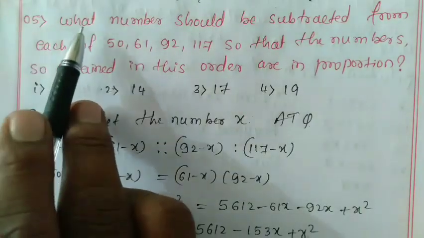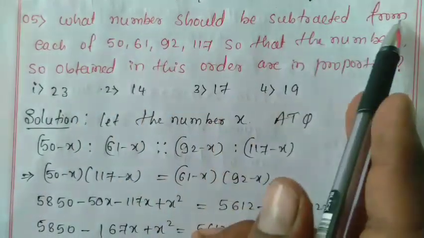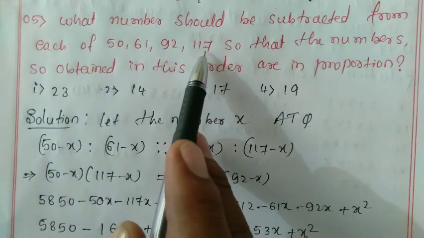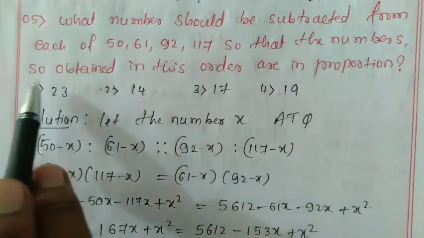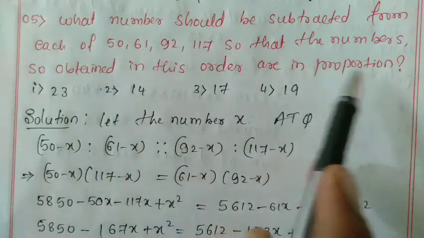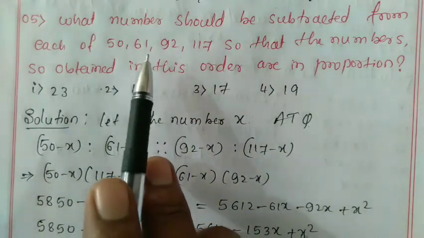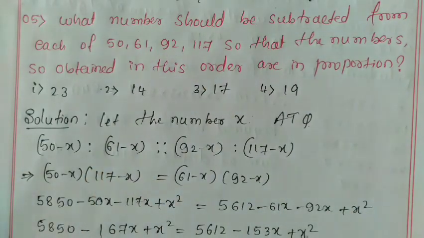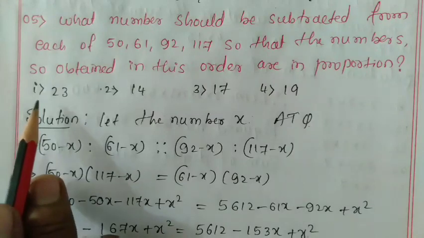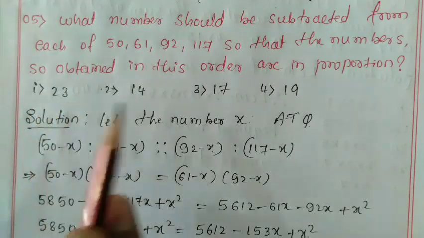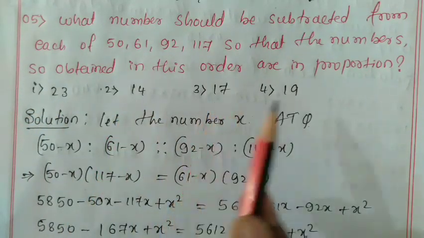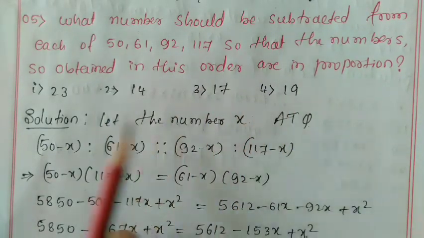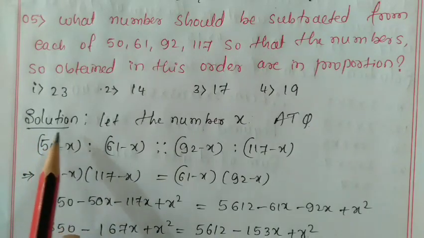So next, fifth question, and the question is, what number should be subtracted from each of 50, 61, 92 and 117 so that the numbers so obtained in this order are in proportion? Which number if you subtract, then you will get here in the proportion? This is the question. Okay, and the options: first one is 23, second one is 14, third one is 17 and fourth one is 19. These are the options. Okay, so you can solve here, you can write here solution.